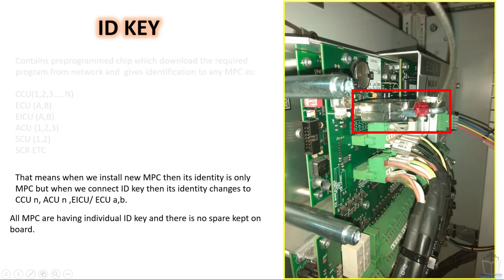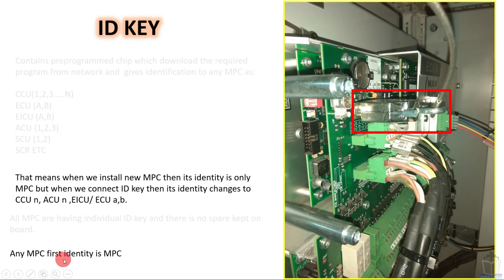So this ID key is secured with a metal wire and you are not supposed to remove this ID key from this cabinet. Also, never ever try to interchange any ID key from other places. So now in terms of the ME engine, any MPC's first identity is MPC and its second identity is CCU, ECU A, B, EICU A, B, ACU, SCU, CWCU, etc. So I hope this ID key is a little bit clear.